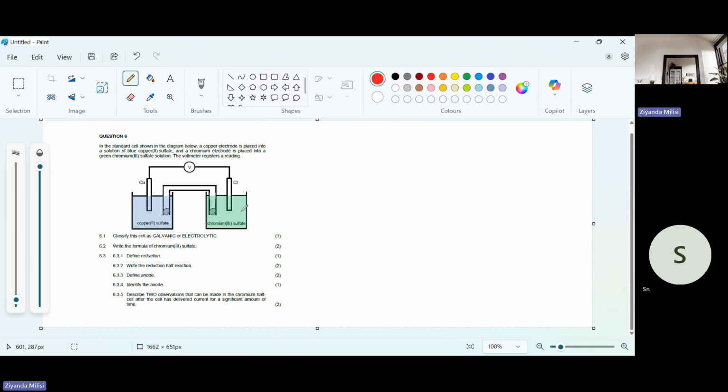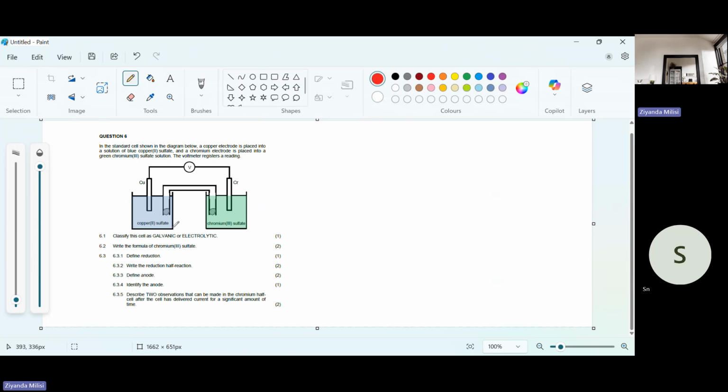All right, let's look at this one. In the standard cell shown in the diagram below, a copper electrode is placed into a solution of blue copper sulfate and a chromium electrode is placed into a green chromium sulfate solution. The voltmeter registers a reading. They can also ask you why chromium is placed in a chromium sulfate solution, so that it does not react with the electrolyte. All right.